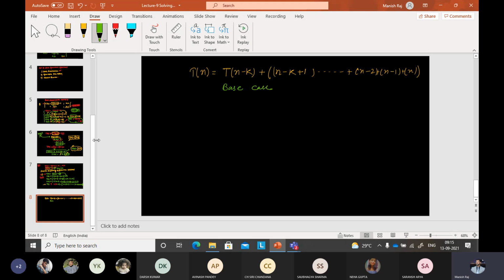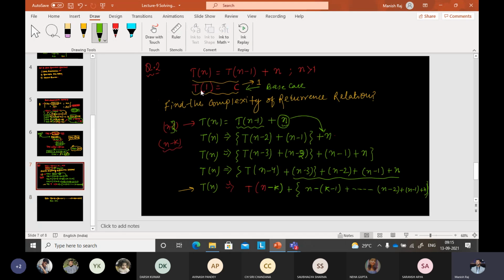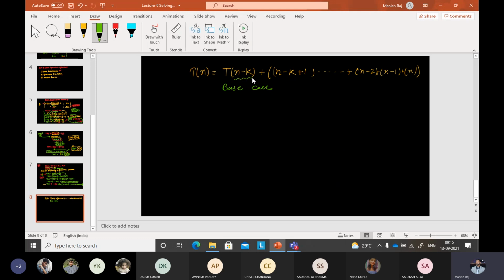Base case is again given to you, sir, that is t1 is equal to c. So instead of this value n minus k, I will put 1. So again the same relation I will get, k is equal to n minus 1. Okay, now I will check. Sir, we have got the value of k, now let us check what is going to happen.